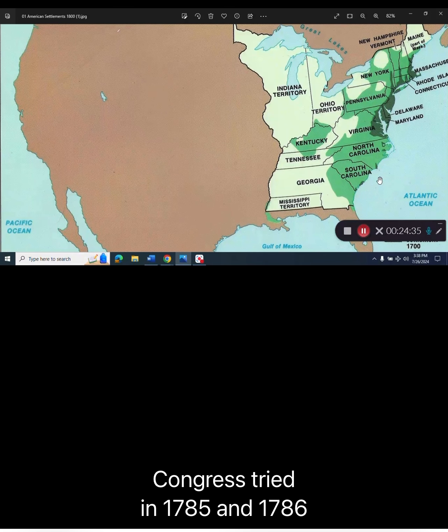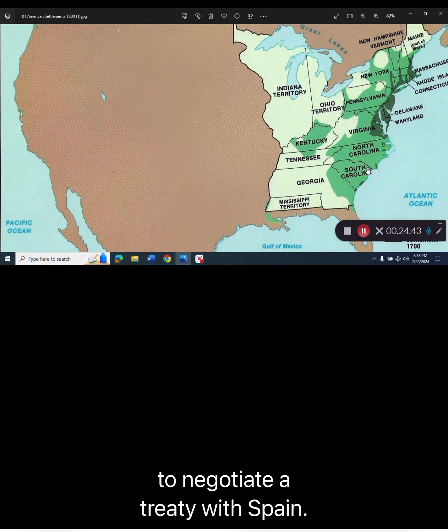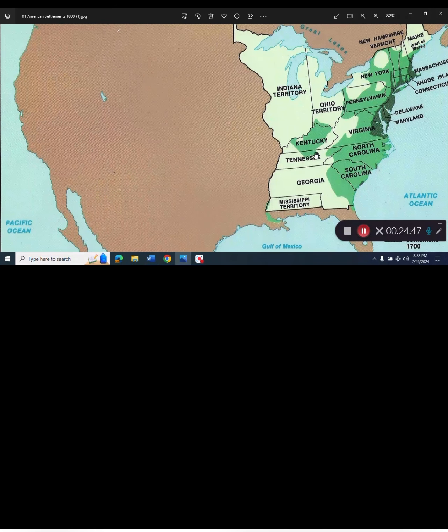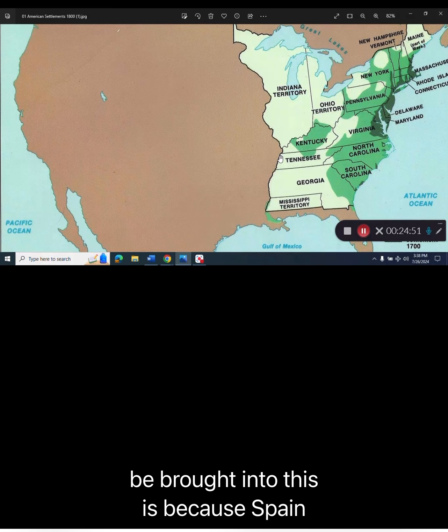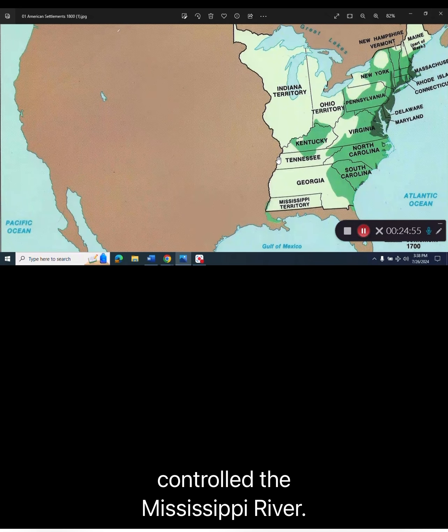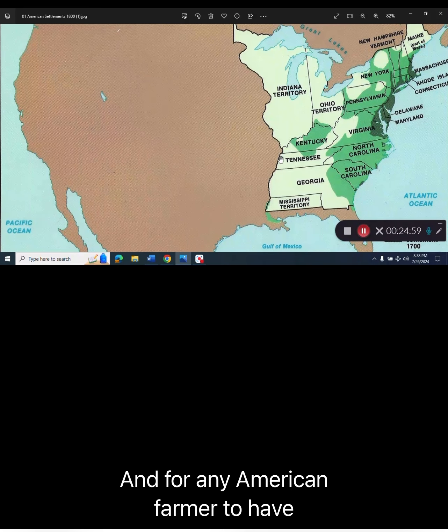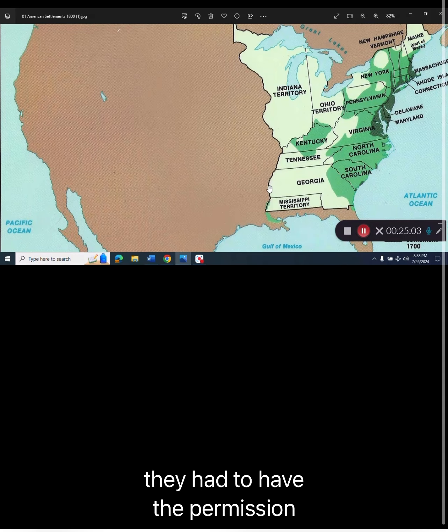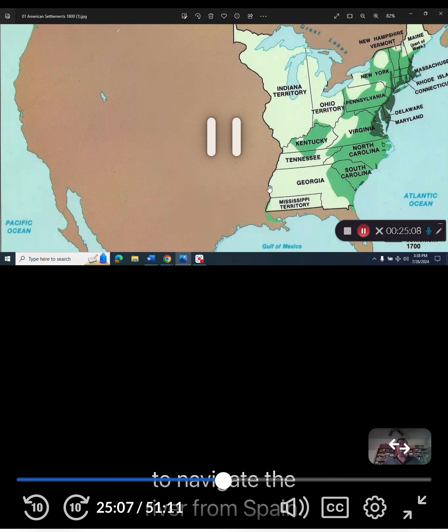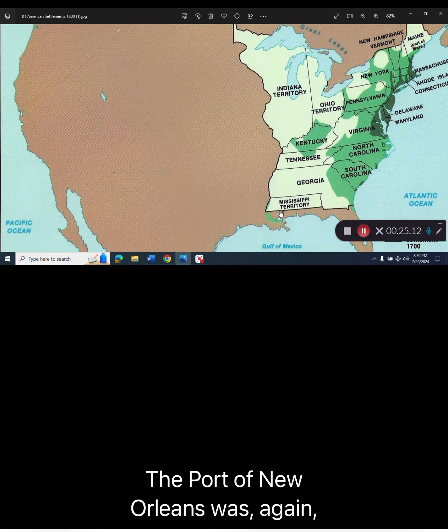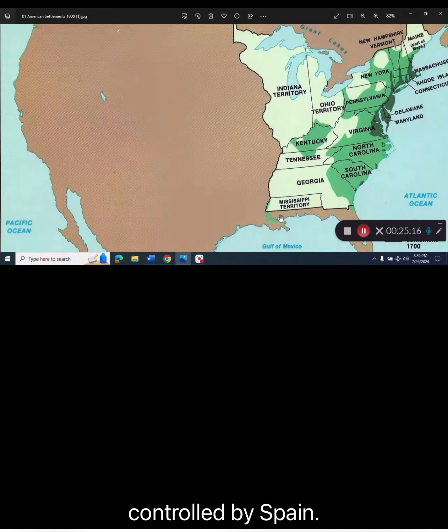Now, Congress tried in 1785 and 1786 to negotiate a treaty with Spain. And again, the reason Spain had to be brought into this is because Spain controlled the Mississippi River. For any American farmer to have access to the Mississippi River, they had to have permission from Spain to navigate the river. The port of New Orleans was, again, controlled by Spain. And to have access to the port, you had to have Spain's permission.